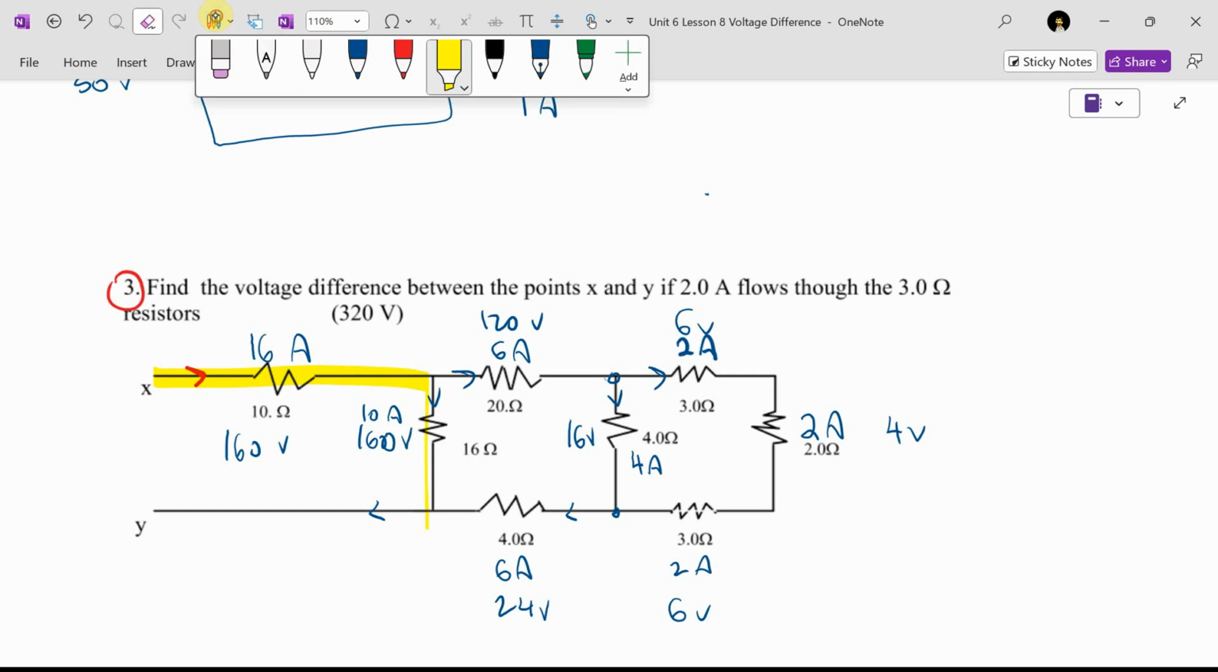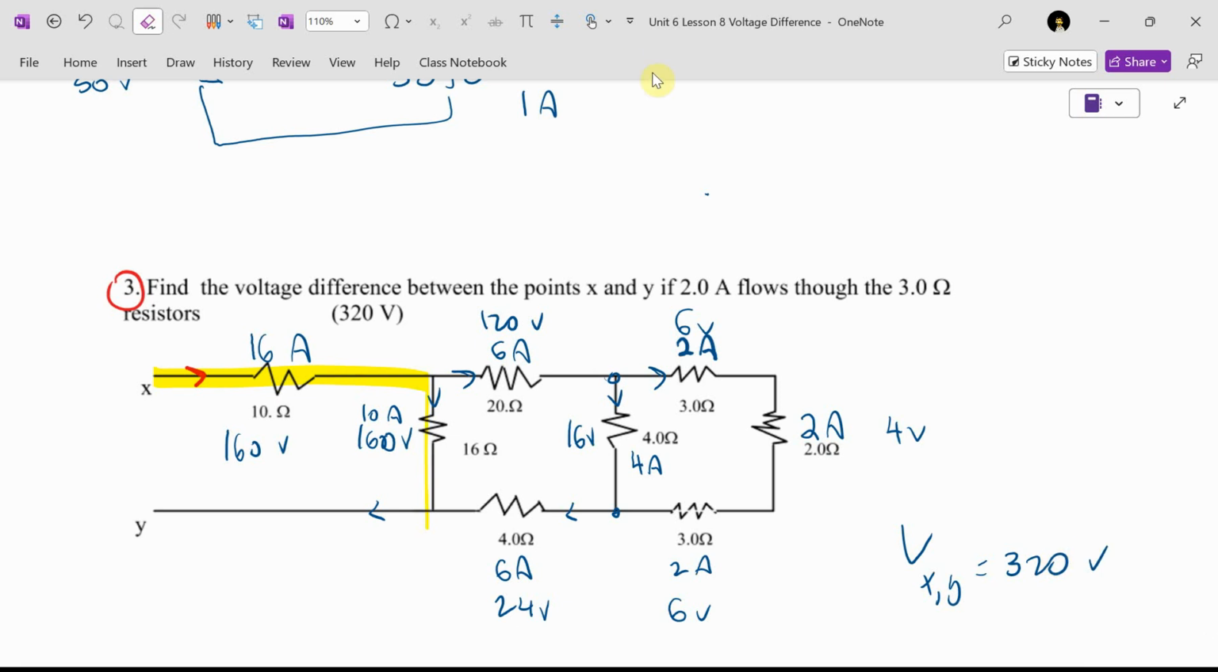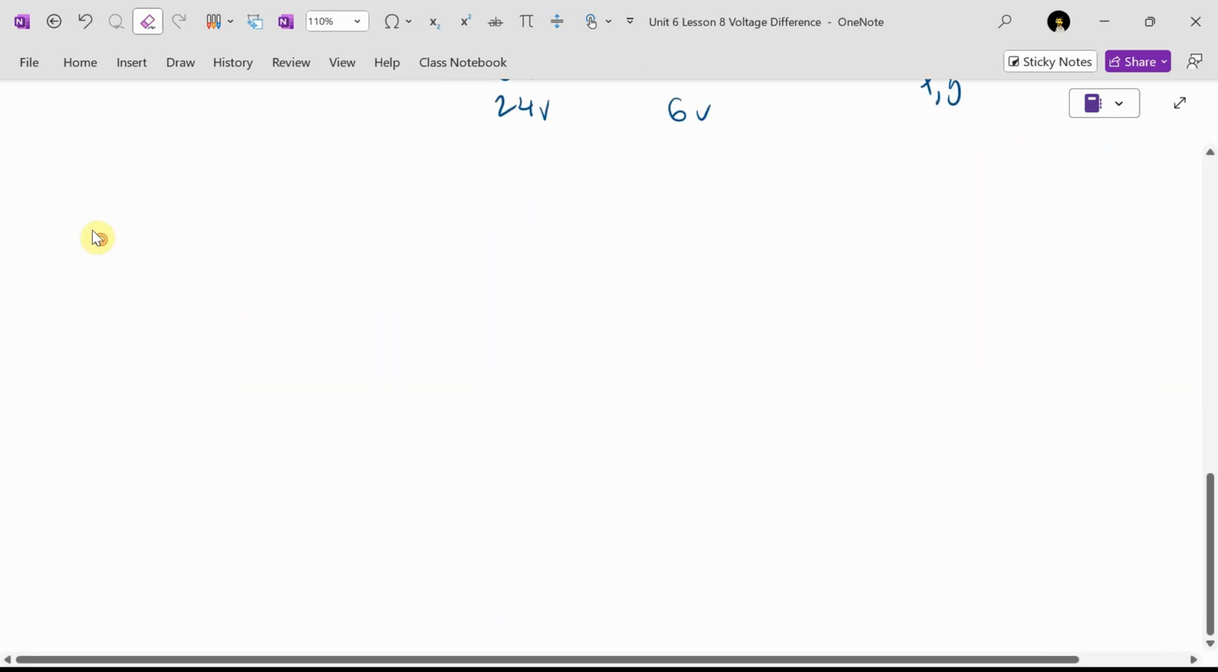We lose 320 volts. What's the voltage difference between X and Y? It's 320 volts. 160 plus 160. That was a neat one.